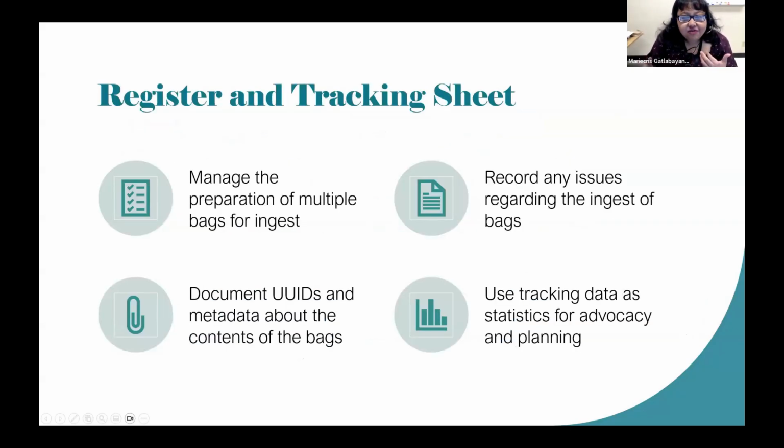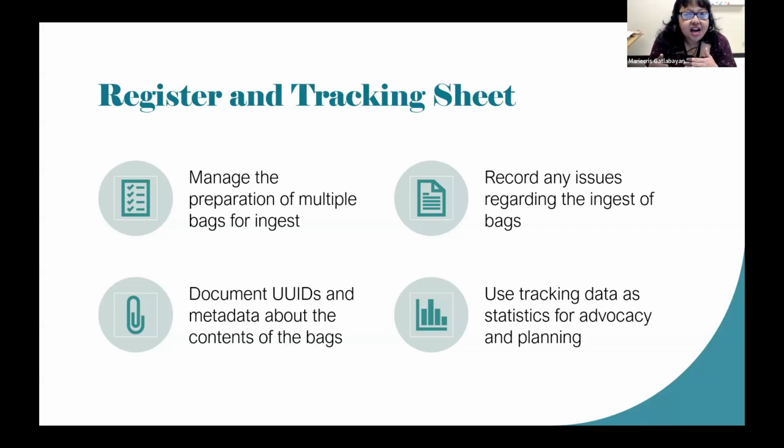So basically I have these ingest register and tracking sheets. Their main purpose is to help me manage the preparation of multiple bags for ingest. I could have one bag being rsynced to our AWS server, one being transferred in Archivematica, and one being stored. So it helps me keep track of where all these bags are in the different stages of the ingest workflow. I have this tracking sheet so I can record any issues regarding the ingest of a bag.